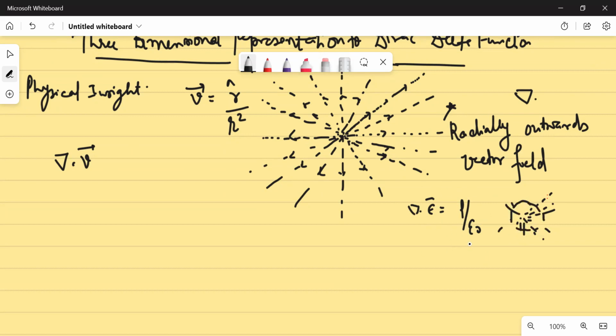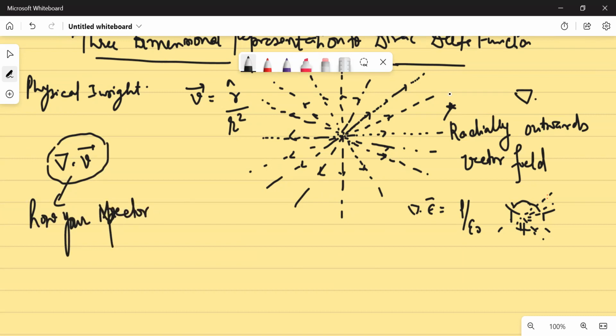So this is your celebrated Gauss theorem, isn't it? Maxwell's first law. Overall, try to understand that the divergence of a vector field implies how your vector field is spread in space, how it diverges, or converges if it is a negative vector field, how it diverges or spreads out. Is that clear?